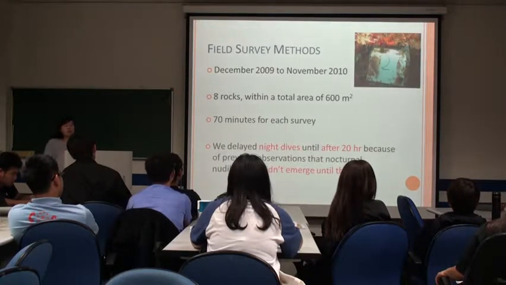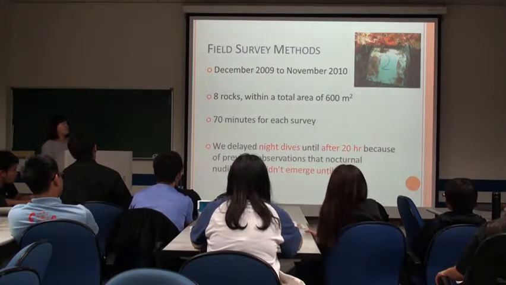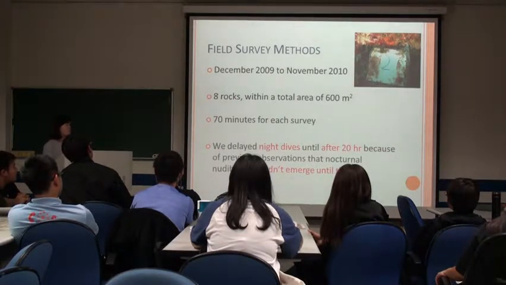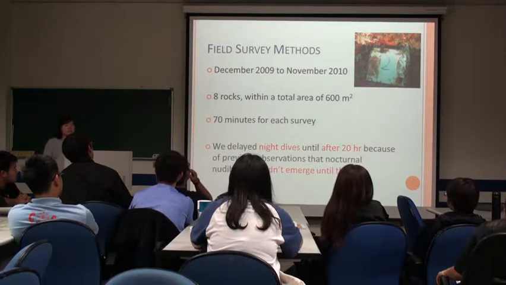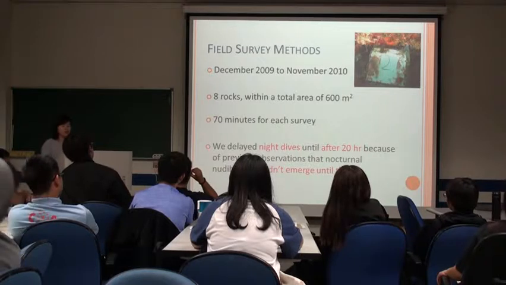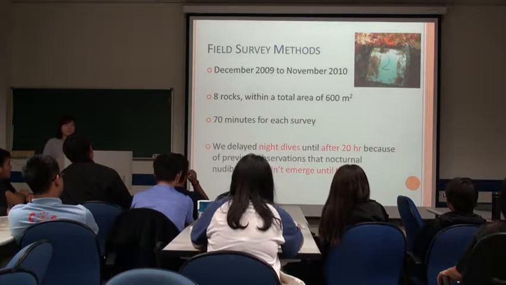We conducted the survey from December 2009 to November 2010. We randomly chose 8 rocks and marked them, with a total area of 1,600 square meters. Each survey lasted 70 minutes, but we delayed the night dive until after 20 hours because previous observation showed that nocturnal Nudibranch didn't emerge until then.